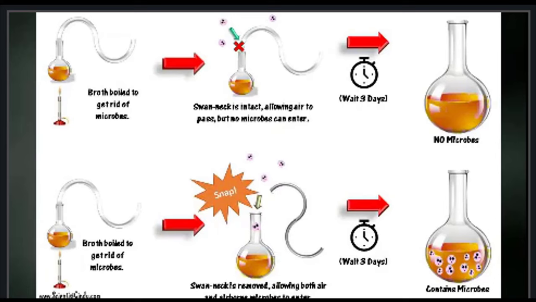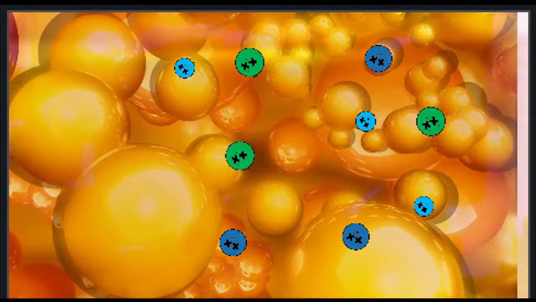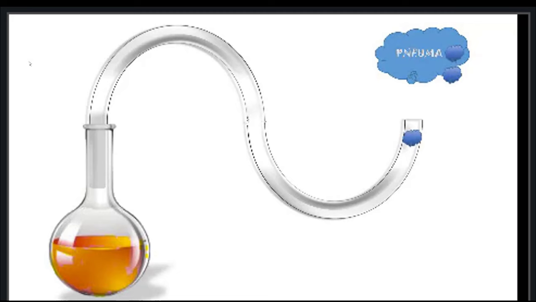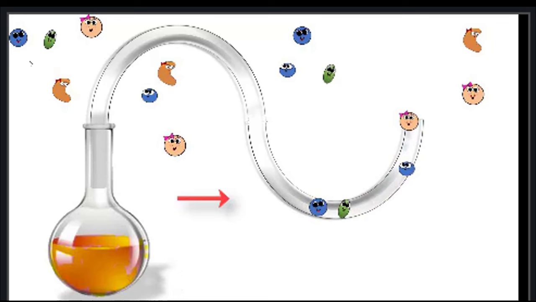Here we see a diagram of the experiment. At the beginning of the experiment, broth was boiled to make sure that there were no microorganisms existing in the broth at the beginning of the experiment. Then, the swan-necked flasks with broth were incubated for a few days. Pneuma, or vital heat, had access to the broth during this incubation period. But any microorganisms that would be in the air would not have access to the broth.